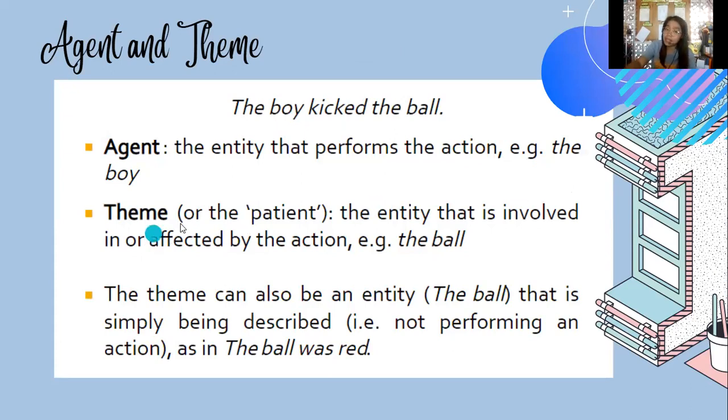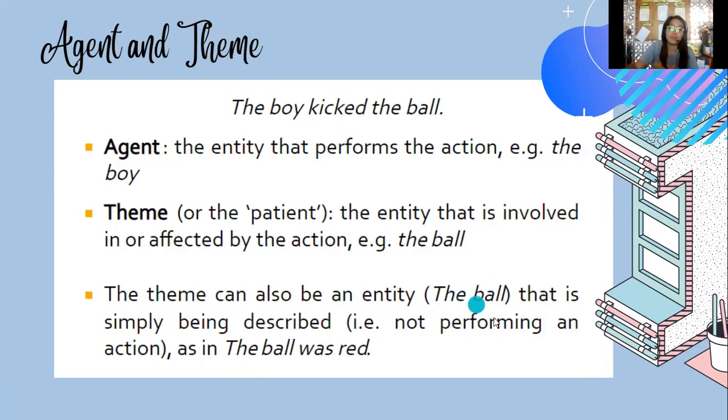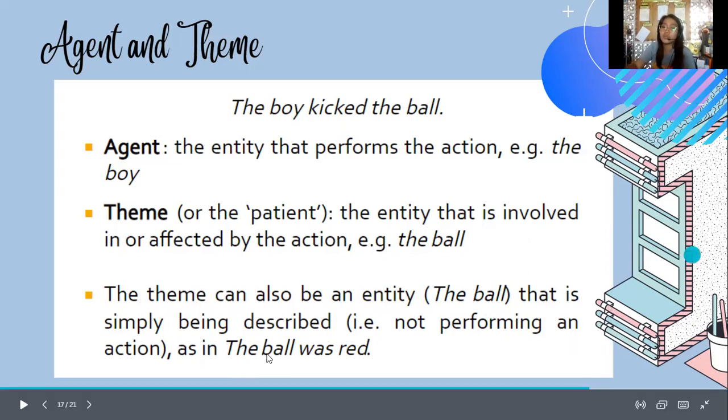Whereas the theme is the entity that is involved in or affected by the action. In terms of grammar, it can be the direct object of the verb. Now, the theme can also be an entity, the ball, that is simply being described and is not performing an action, as in the ball was red. So it is just describing the ball. Okay?